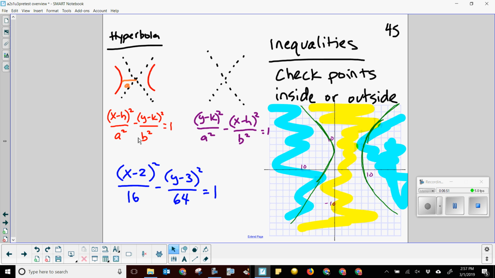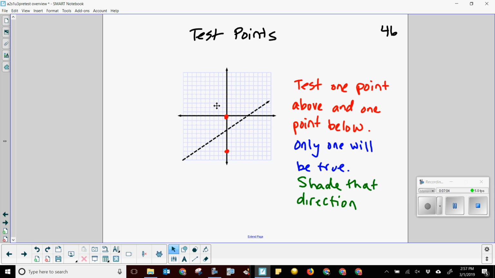I would write down the formulas just to make sure you know, because perhaps they have pluses here instead of minuses, and you've got to know which way everything got shifted. Test points. When you're trying to test and see which way you shade, pick one above it, pick one below it. One of them will be true, and that's the direction you shade. Like, okay, this one, when I plugged it into the equation, was less than, and it was supposed to be less than, we're shading down.